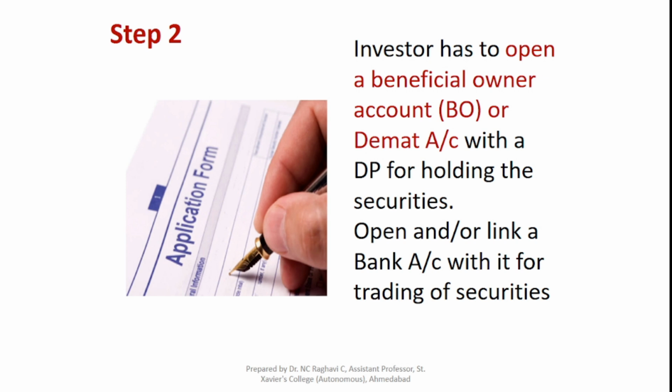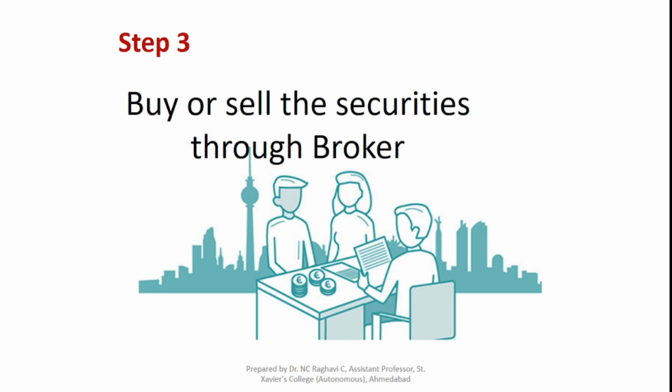Once he opens the demat account, he would link it with a bank account. If he doesn't have a bank account, then he has to open one. So if an investor has a bank account, he opens a demat account and links it with his existing bank account. If he doesn't, he has to open a bank account in order to trade in securities. Now the investor can buy or sell the securities through the broker. Let us move ahead.